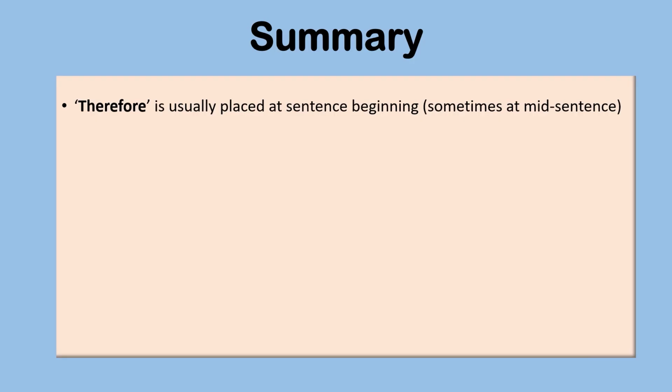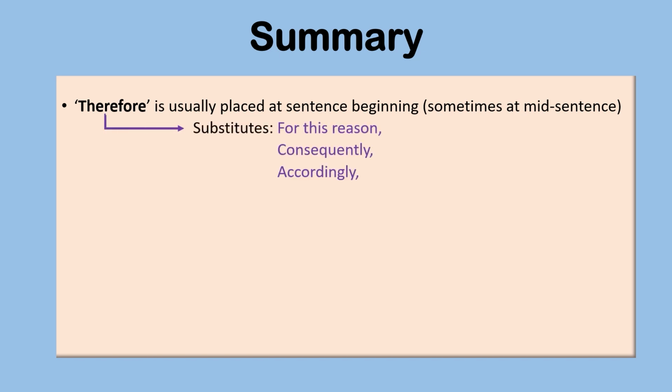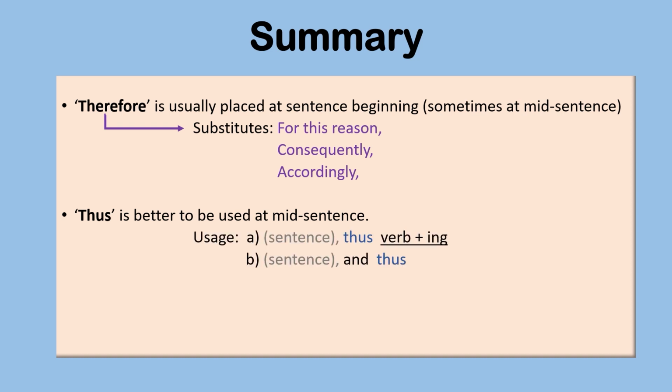To summarize, therefore is usually placed at the sentence beginning or sometimes at mid-sentence. If you really want to replace therefore, consider the substitutes for this reason, consequently, and accordingly because they serve the function of therefore equally well. The word thus, however, is better used at mid-sentence. For example, after a sentence, you put thus followed by verb plus ing. The second option would be placing thus behind the conjunction and. For the word hence, it is best to replace the phrase which is the reason of, so it has to be followed by a noun.